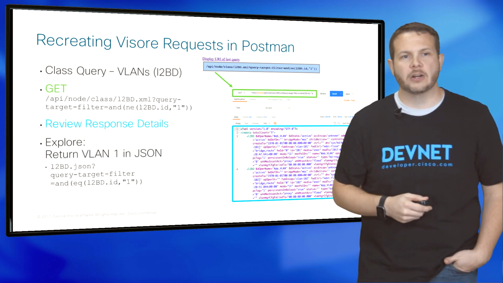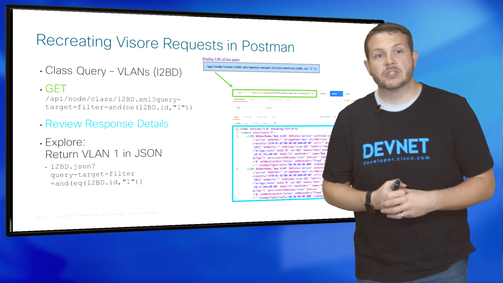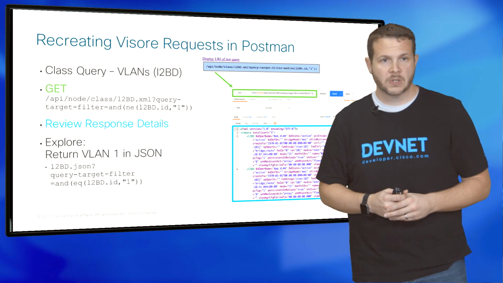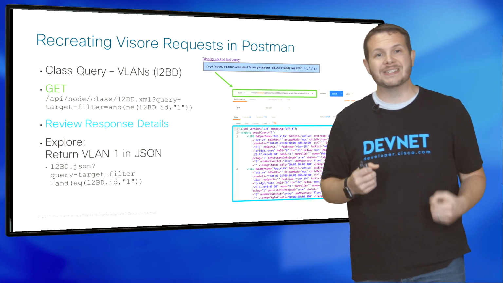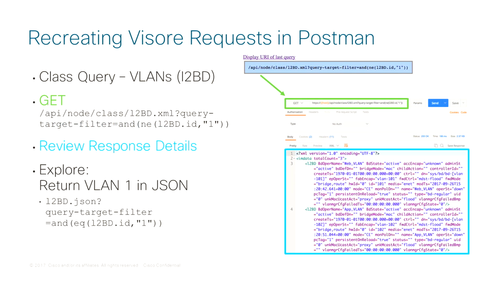And first, we'll take a look at how we can recreate that class query using Postman. So we start out with a GET request. We're retrieving information. Remember, NX API REST is a REST API, which means it uses the verbs inside of HTTP just like any other REST request. So in this case, we're trying to retrieve information, so it's a GET request. And we'll take the actual URI straight out of Visore. There's no need to recreate it, so we'll copy and paste from Visore into the Postman interface. Once we have that in place, we can send that off and review our response details.